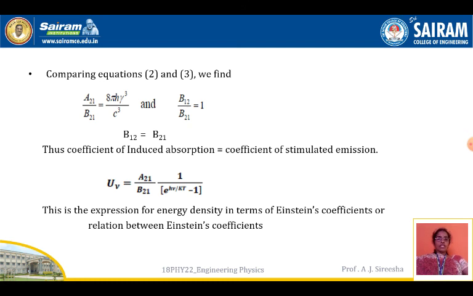Now this is the final equation: u nu is equal to A21 by B21 into 1 by (e to the power of h nu by kT minus 1). This gives the expression of the energy density. The left hand side, u nu, is nothing but the energy density in terms of Einstein's coefficients, or the relation between the Einstein's coefficients.